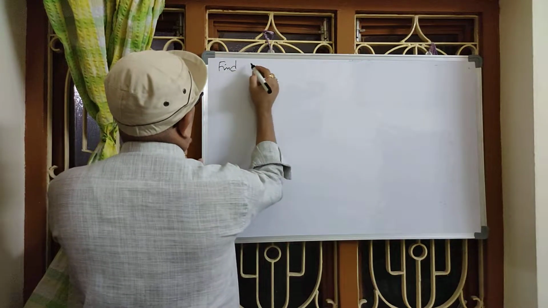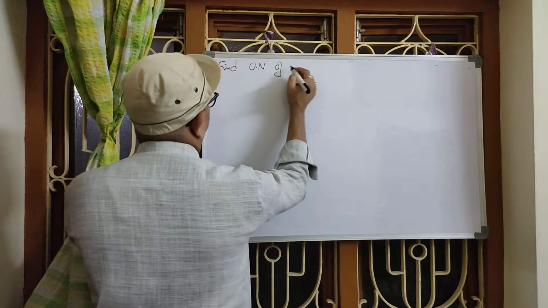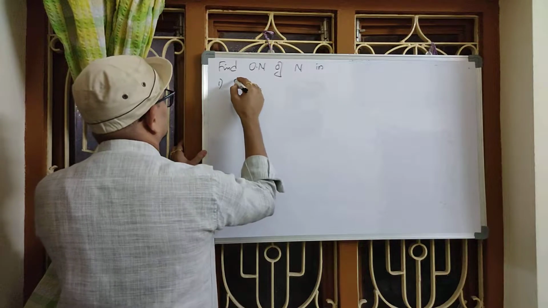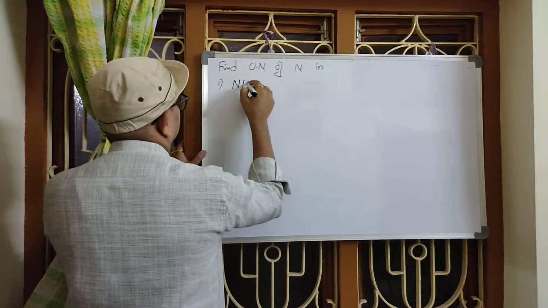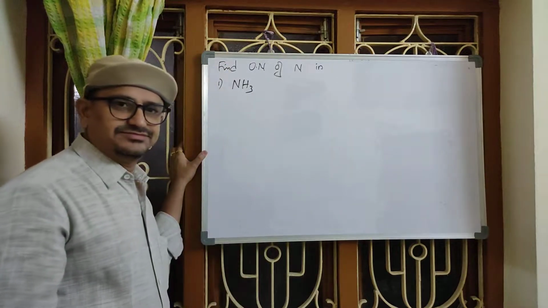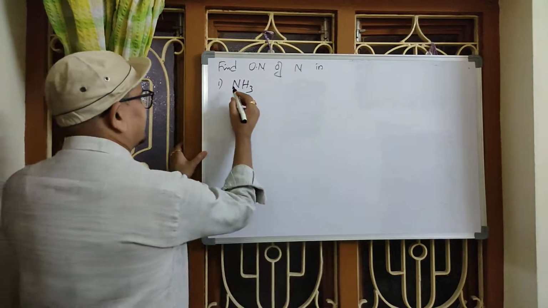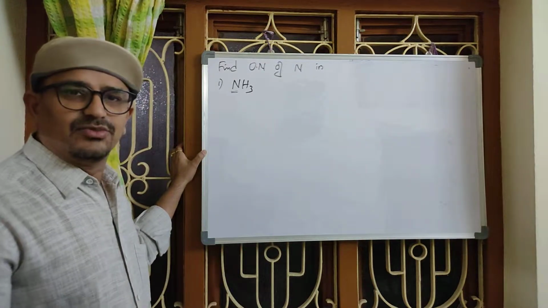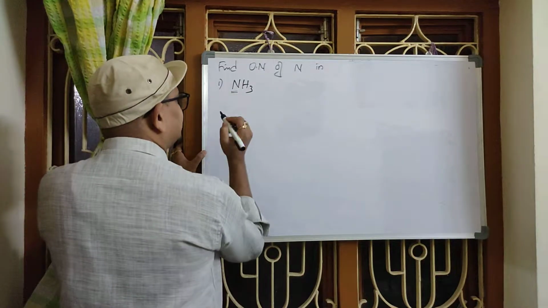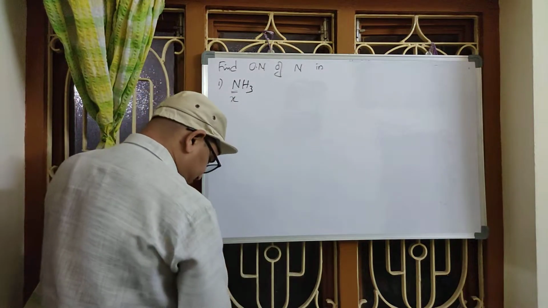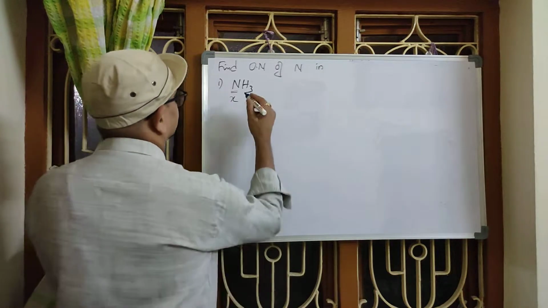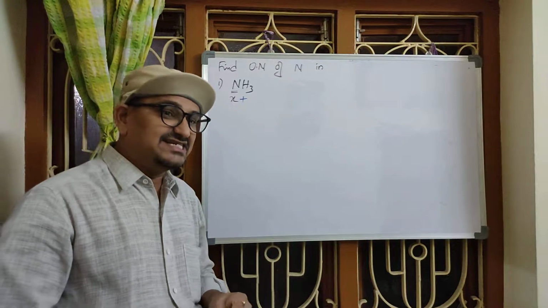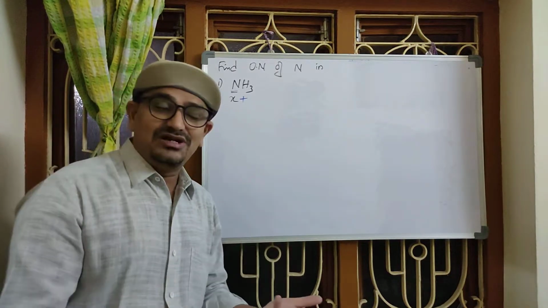Find oxidation number of nitrogen in first one, NH3. Yes, find that of nitrogen in ammonia. Find the oxidation number or oxidation state of nitrogen in ammonia. So, as we have to find that of nitrogen, let it be X. X plus, what's the common oxidation state of hydrogen? I had specified, I insisted that point to remember. Hydrogen usually shows which value?